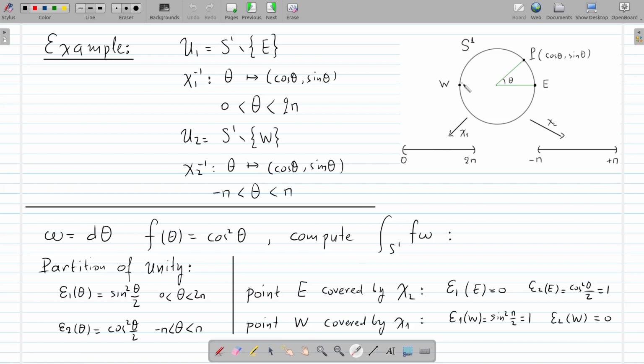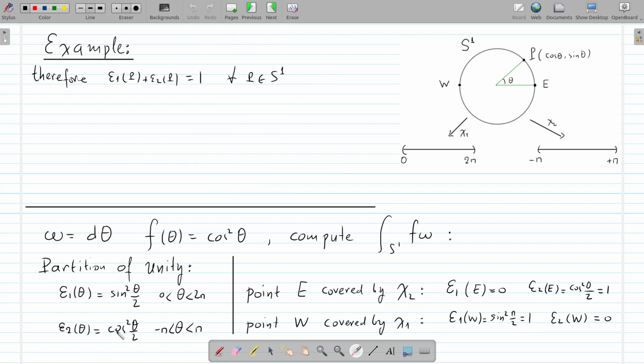Similarly, visiting the point W here, now W is not included in the chart U2. Therefore, epsilon2 on W must be equal to 0. That is compatible with the value that epsilon1 takes at the point W, which is equal to 1 according to its definition. Therefore, epsilon1 plus epsilon2 is 1 for all the points on the circle, including the east and west point.